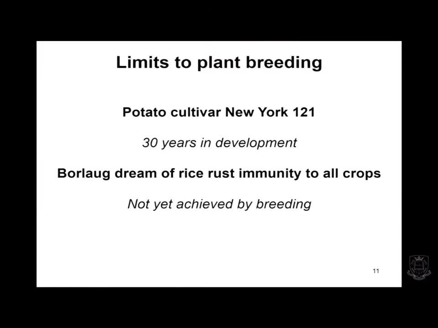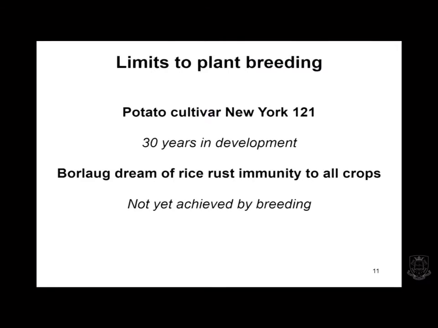So, Cornell University developed Potato Cultivar New York 121. It's resistant to a particular fungus. They had to do this by taking wild varieties in Peru, introducing them into varieties that were suitable for Northern Europe. And it took them 30 years to develop this line. So 30 years to get to commercialisation. That's an academic's career, really.